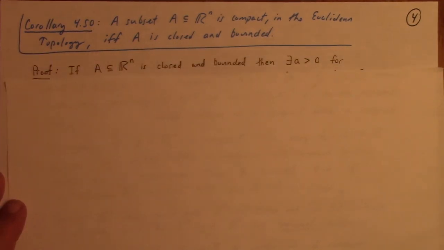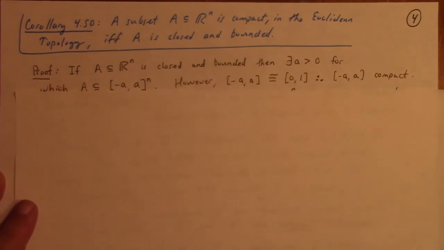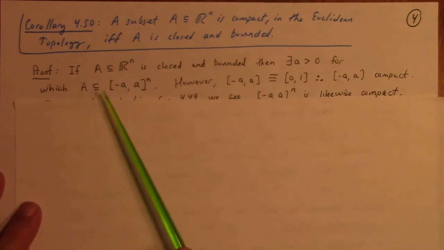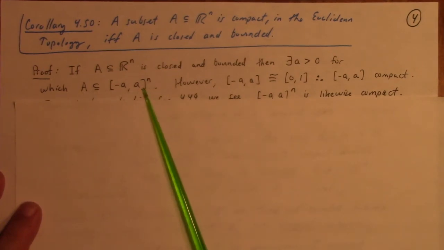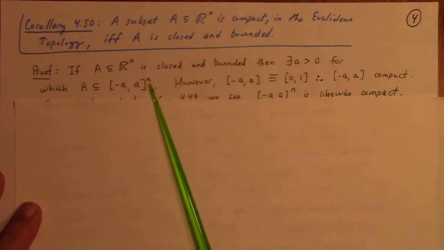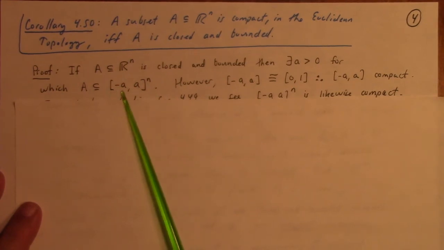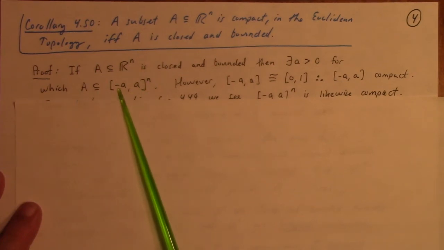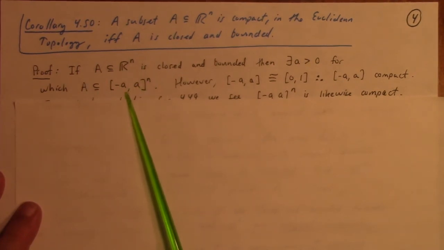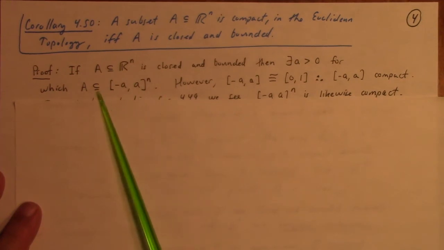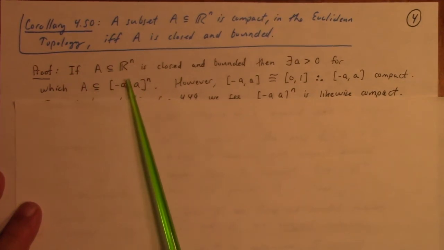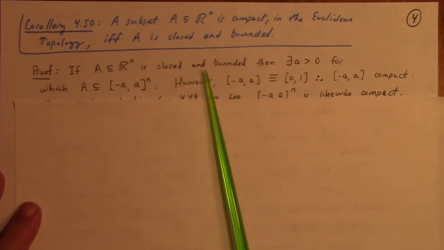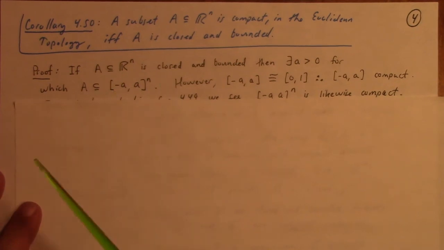So here we go. If A is closed and bounded, then there exists an a such that you can put it in the plus or minus a n-cube. This is a cube of side length 2a, a hypercube or whatever. But if it's closed and bounded, definitely we can bound it by this bounding n-cube.